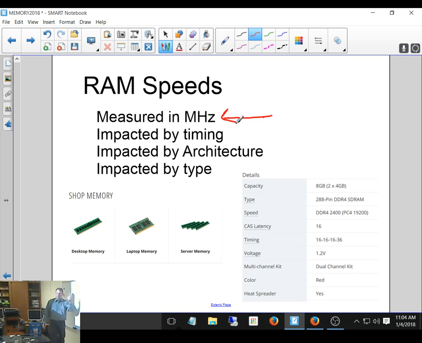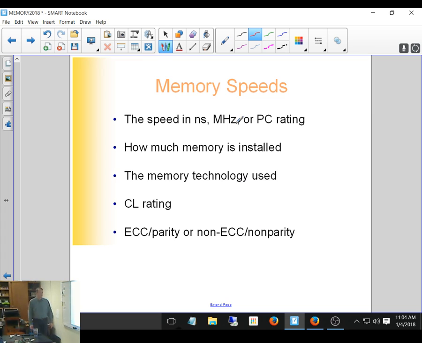Do I care about what color it is? No, but if I had a clear case, maybe I would. So we're going to learn about some of these new things, okay? So memory speed is definitely impacted, obviously, by the megahertz.